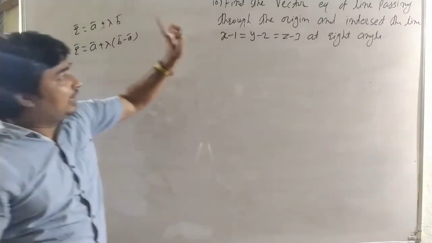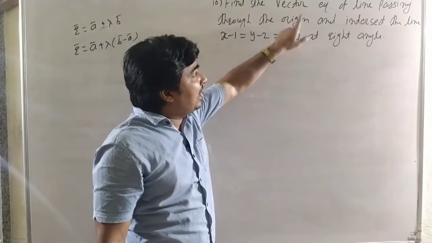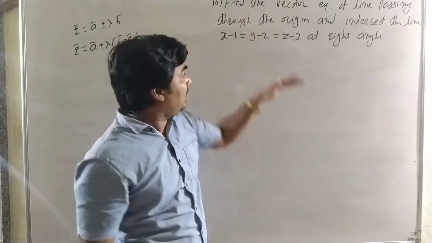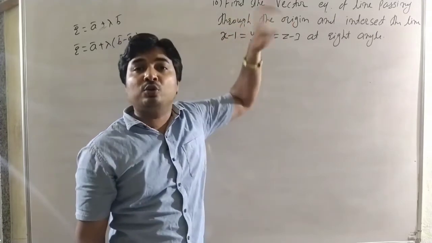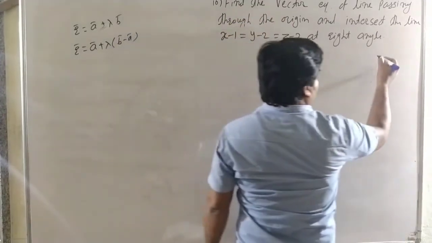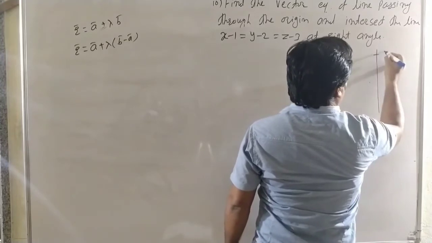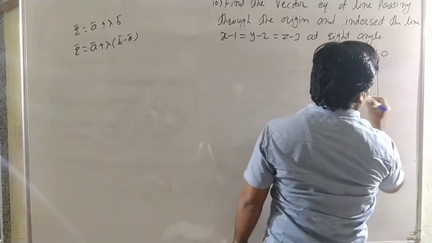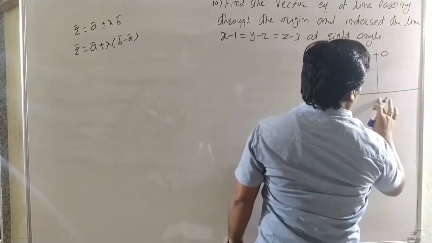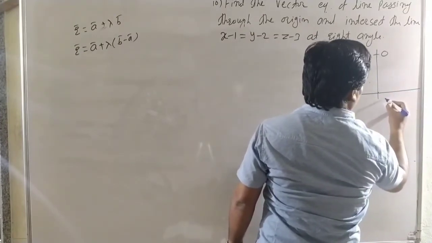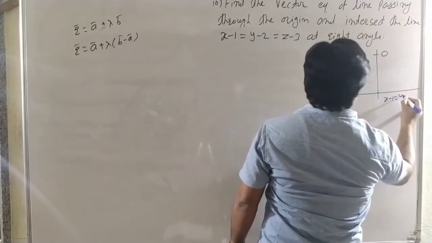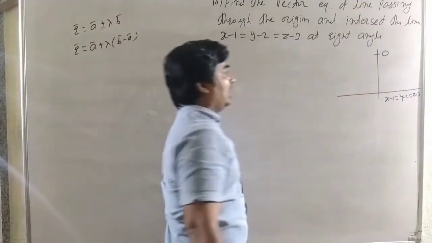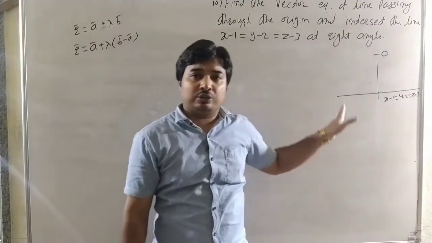Okay, here it is given that the line passes through the origin and intersects the line at right angle, that means the required line and this line are perpendicular to each other. Suppose this is the required line passing through point O, the origin, and this is the given line, (x minus 1) = (y minus 2) = (z minus 3). Both lines are perpendicular to each other.